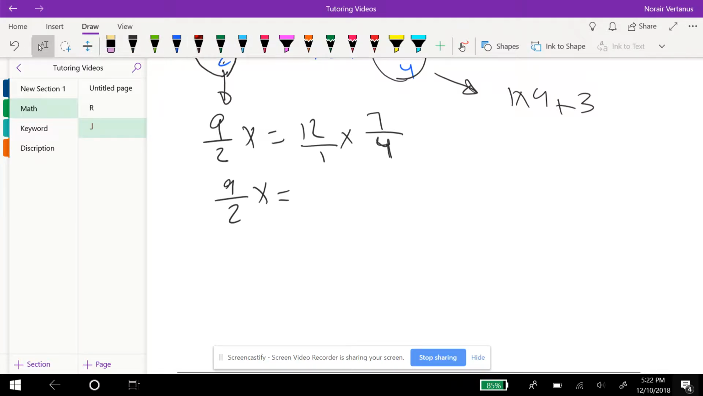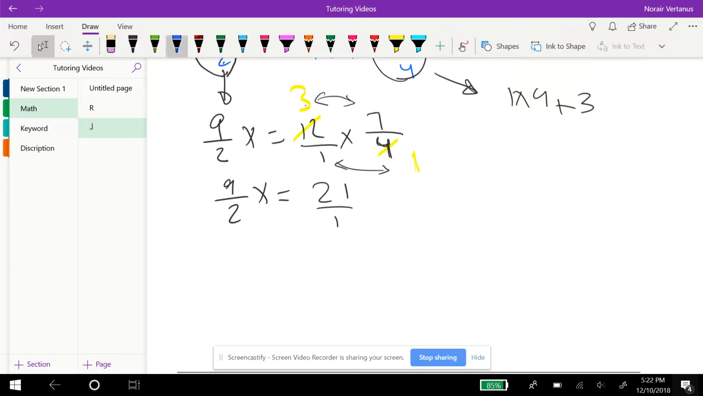When you have multiplication, you can cross simplify them. See, this and this, they can both divide by 4. Divide by 4 is 1. Divide by 4 is 3. It's better to simplify and get smaller numbers than dealing with bigger numbers. So 3 times 7, numerator times numerator, is going to be 21. 1 times 1 in the denominator, you get 1. So you get 9 over 2 x equal to 21 over 1, right?